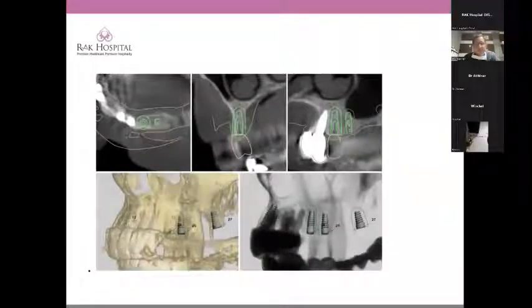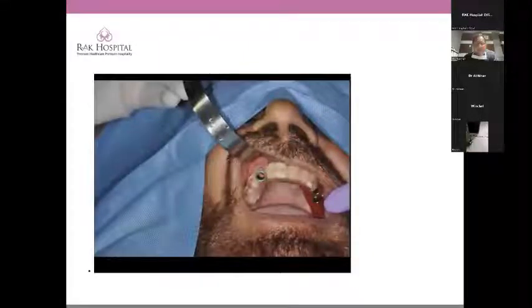This is the planning for the left side. So on the left side, you can see we know that we are going to bypass the sinus. The implants are positioned in such a way that we are bypassing the sinus. Again, the extraction was done.